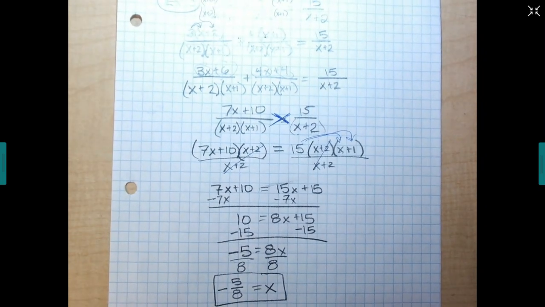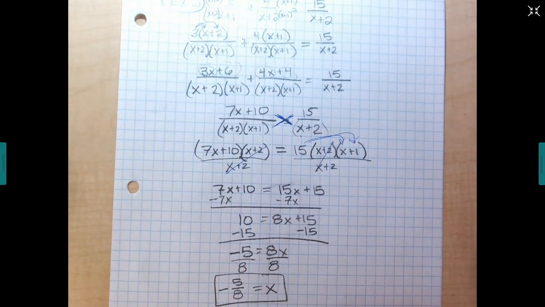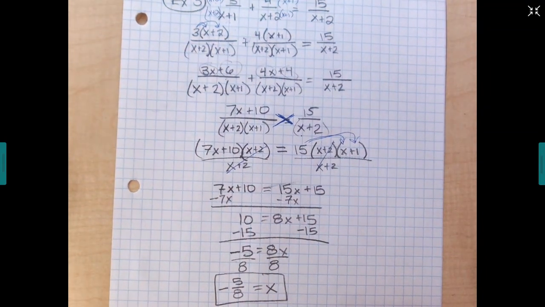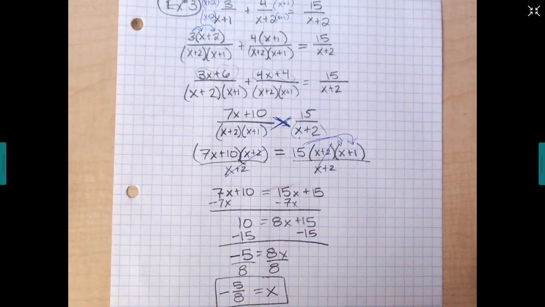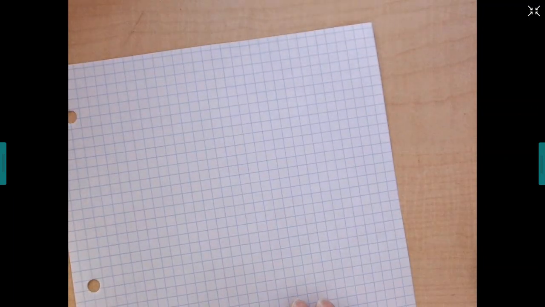So there's the whole problem from top to bottom. Kind of blurry. There you go. Okay, that's example 3. We're going to do one more. We're going to do example number 4.